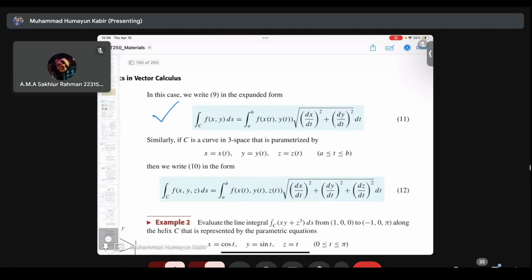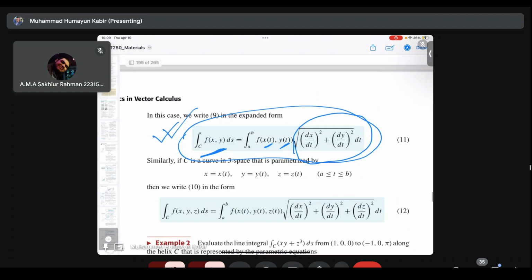Okay. So now let me show this one. This is the most convenient technique to find the value of a line integral. Look at here, it is a line integral. Due to the parametric equations, x should be replaced by x of t, y should be replaced by y of t, and ds equal to this one. Of course, you may have a doubt about the value of ds, but I can clarify.